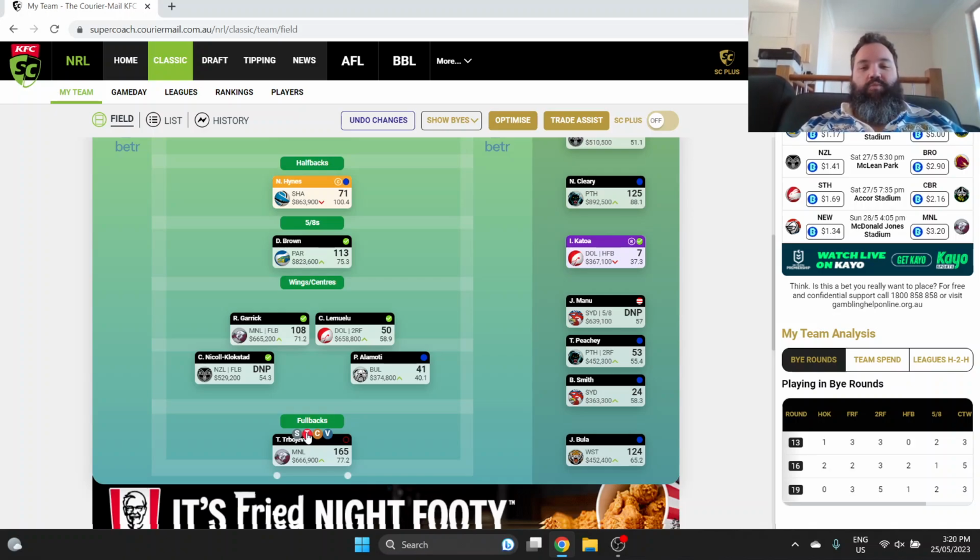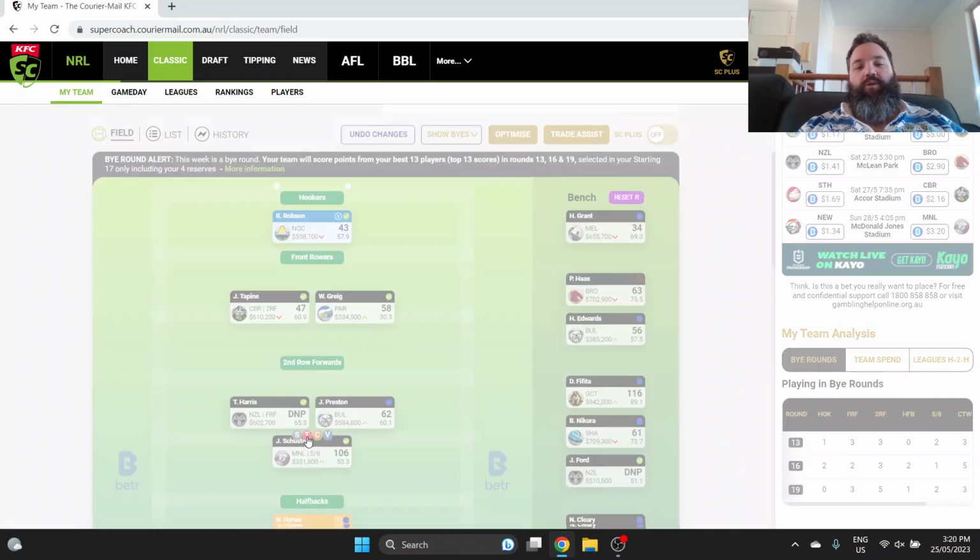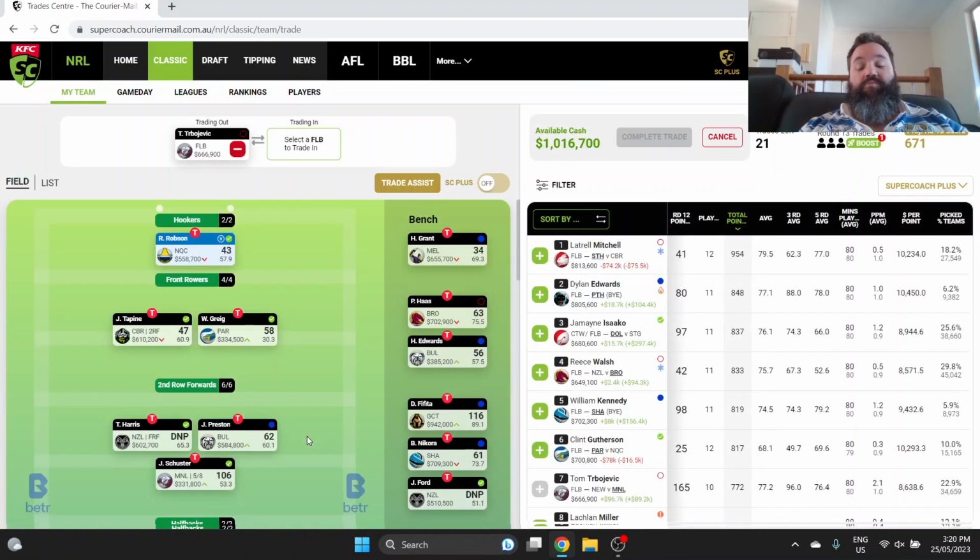If you believe in the pick and you're going to trade him out, trade him back in, it could be worth the two trades. I think this is the prime example because he doesn't play this week, but he also doesn't play next week. He does play round 15, then doesn't play round 16, assuming he's going to continue playing for New South Wales. So the question is then, do you bring him in round 15 or can you wait till round 17?